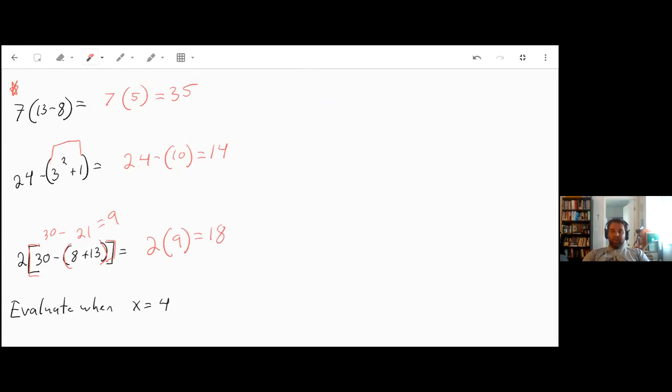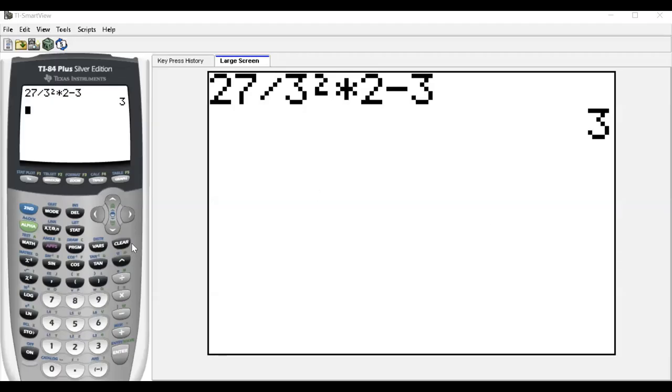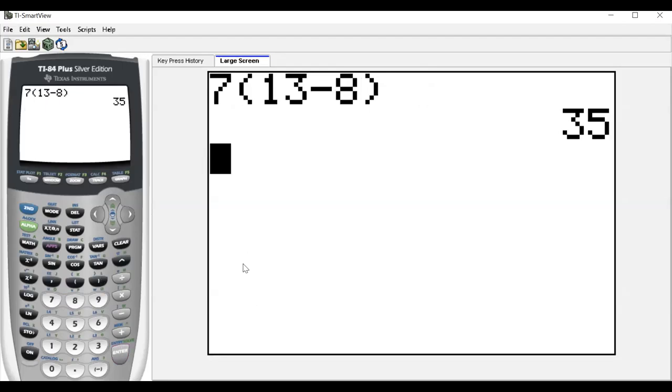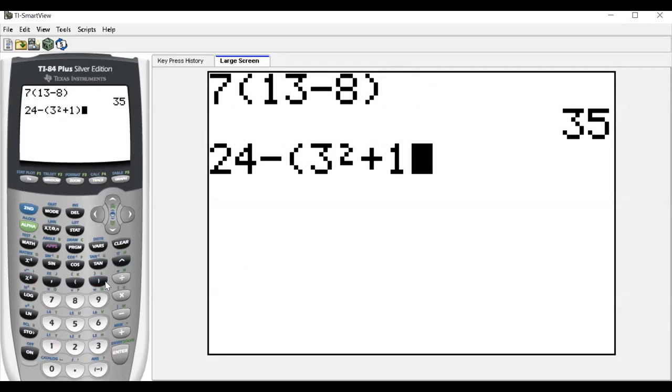Now let's try these same problems on our graphing calculator. Oops, I need to share my graphing calculator screen with you. So on our graphing calculator, that first problem was 7, then in parentheses, 13 minus 8. Our answer was 35. Graphing calculator gave us 35. Second question was 24 minus parentheses 3 squared plus 1, and our answer is 14. Graphing calculator says 14. There we go.